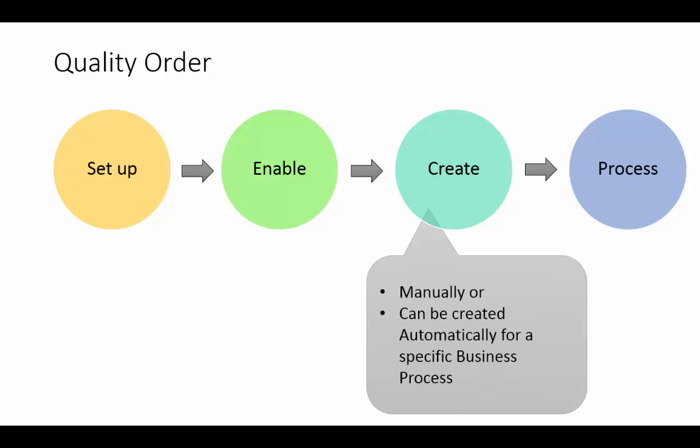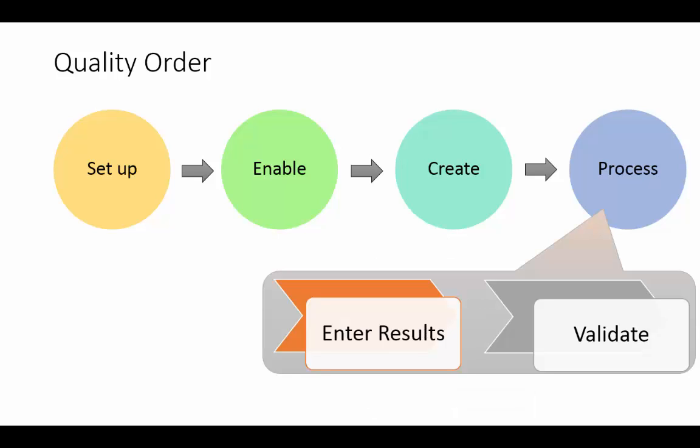Quality order can be created manually, or it can be created automatically on occurrence of a specific business process. Once the quality order is created, we need to perform the various quality tests and record the outcome for each quality test. Once all the tests are performed, the system can validate and decide whether quality checking is meeting the company's criteria or not. It will set the quality order as pass or fail after comparing expected results versus actual results. Let us review the product demonstration about how to create and process a quality order in Microsoft Dynamics AX 2012.